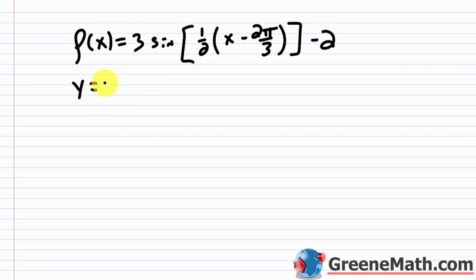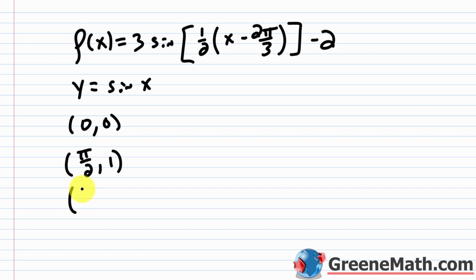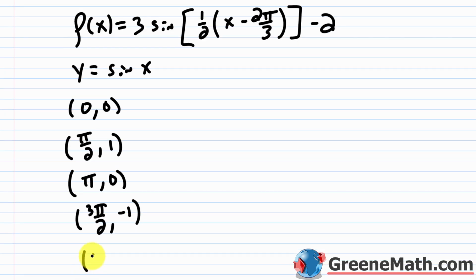Again, I'm just going to start with y equals the sine of x. You have your 0, 0. You have your pi over 2, 1. You have the pi, 0. Let me just do that again. And then you have 3 pi over 2, negative 1. Let me slide down just a little bit so this fits. And then you have 2 pi, 0. Again, an x-intercept at the beginning, middle, and end.